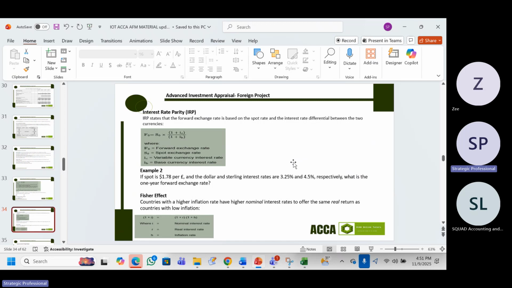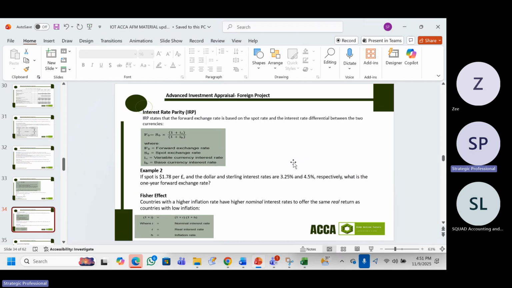They twisted that question in the way that there are some variables that are meant to be at real rate, and there were some questions that had to be at nominal terms. So in Fisher effects, they said countries with a higher inflation rate have higher nominal interest rates to offer the same real returns as a country with low inflation. What are they trying to say here?